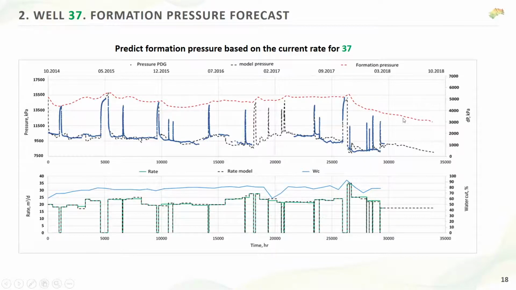We have done the forecast for this period. If our well would produce at the same rate, and all nearby wells would produce and inject at the same rate, our forecast would be a decrease in pressure. So if we do nothing in this area, the blue dots are the actual bottom hole pressure. The black dashed line is the bottom hole pressure reconstructed by the multi-well deconvolution.